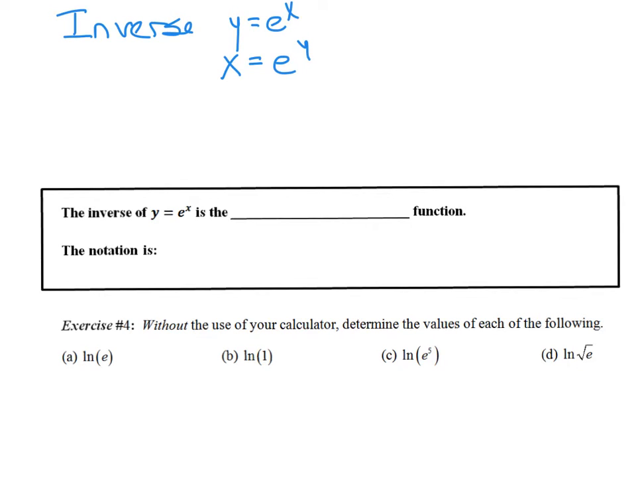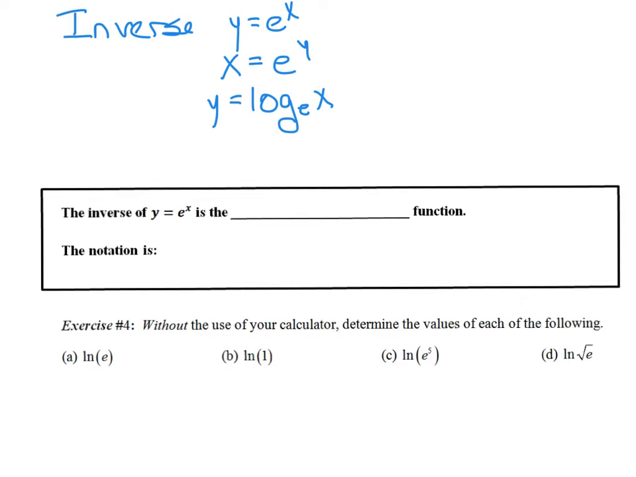Now we've gotten very good at converting between exponential form and logarithmic form. So when I do that, remembering that the answer for a log is just the exponent, I'm going to start with y equals log. My base, of course, is e, and the argument is x. So the inverse of the function y equals e to the x is this log function y equals log to the base e of x.